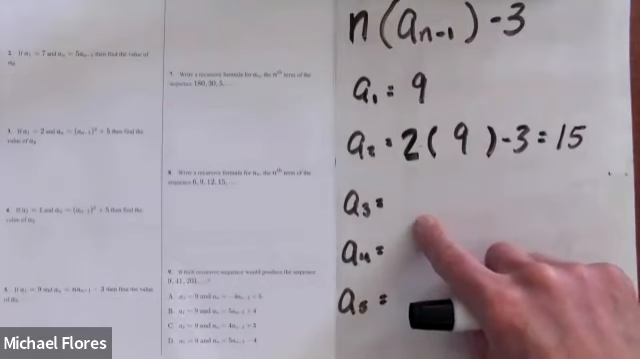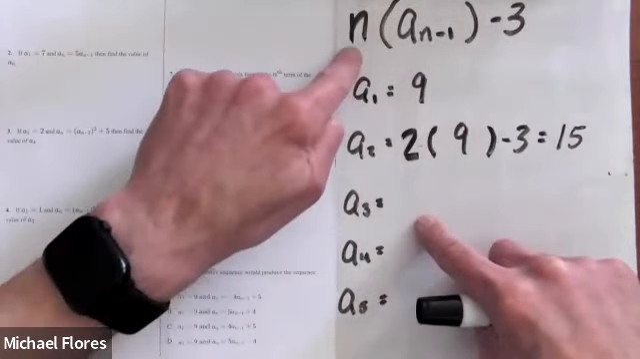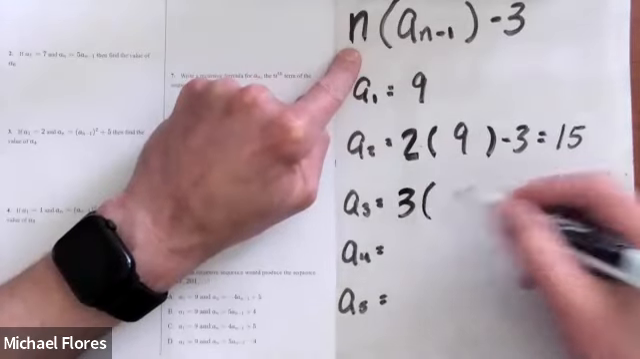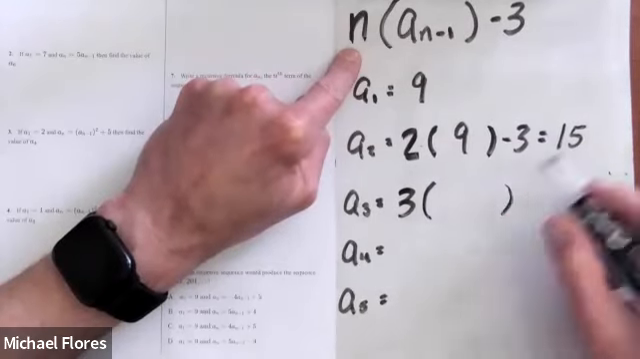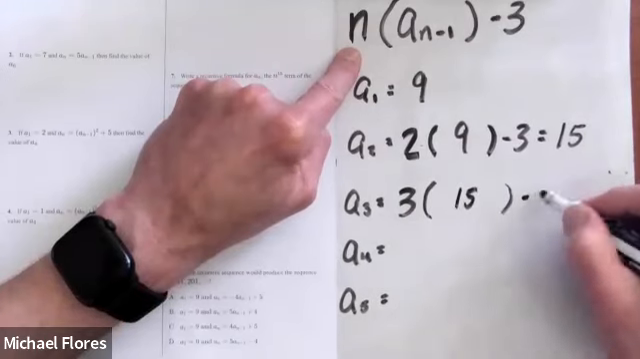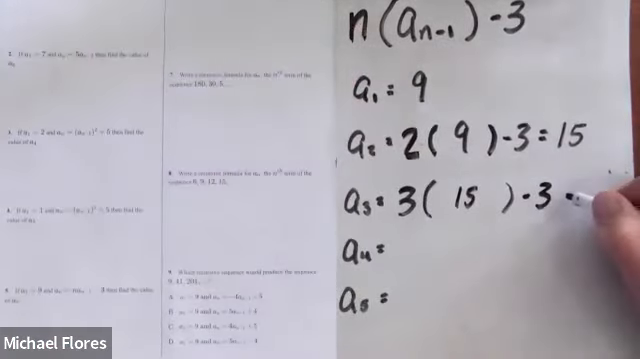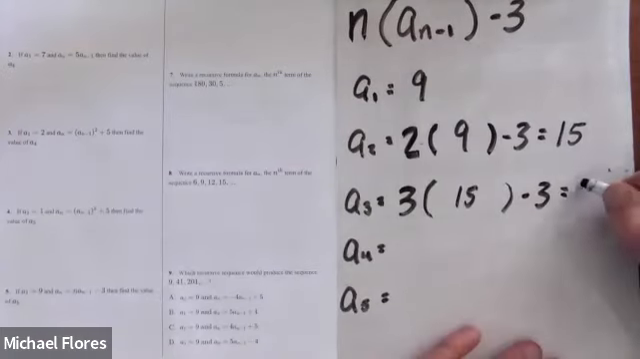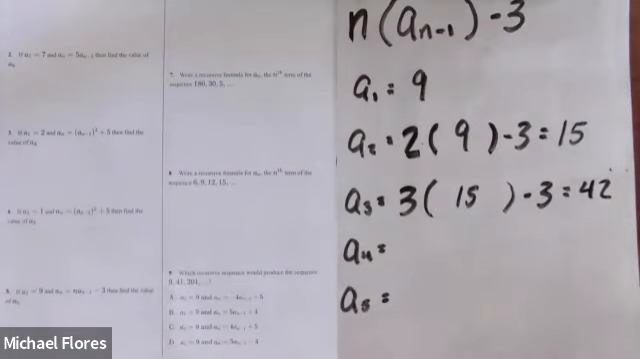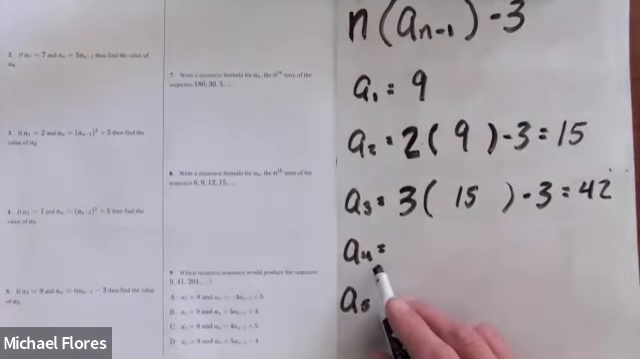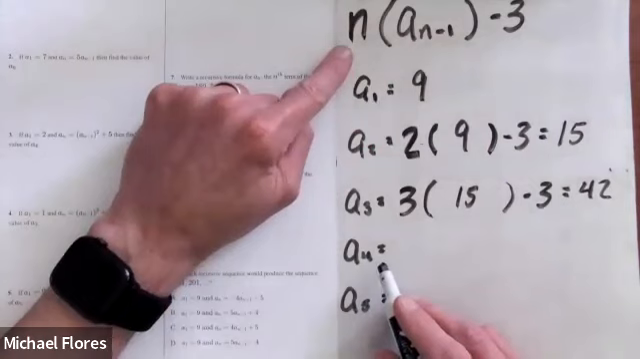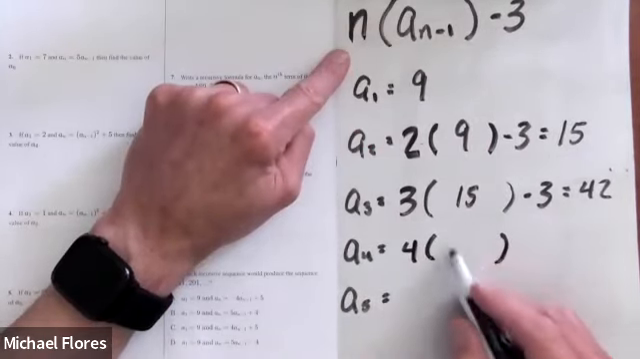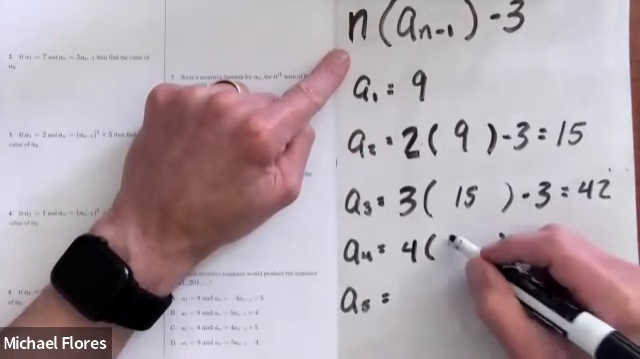Now we're on the third term. So if we're following the formula, n is now 3 to represent the third term that we're on. The previous answer was 15. Subtract 3. 3 times 15 is 45. 45 minus 3 is 42. Now we're on the fourth term. N represents the term that you're currently on. So 4 times the previous answer, which was 42.